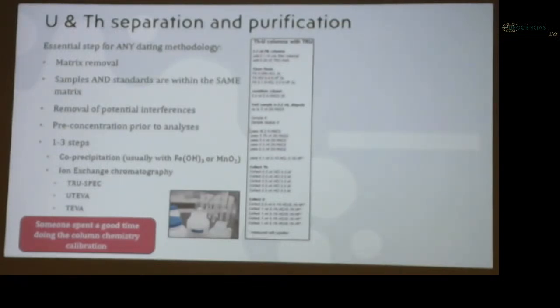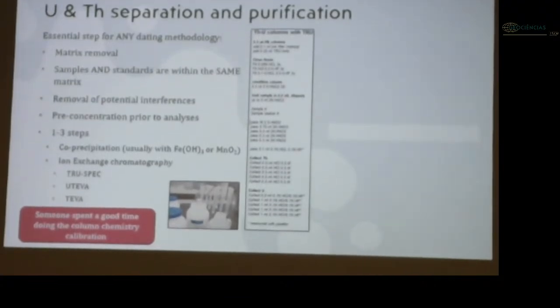We make sure that the samples and the standards that we're using are exactly in the same matrix. It also helps us to remove potential interferences that we might have. It also allows us to pre-concentrate the sample. If the sample is dissolved in 10 milliliters of acid, we can probably just have it in 1 or 2 milliliters. So that increases the concentration and therefore increases the counting statistics.